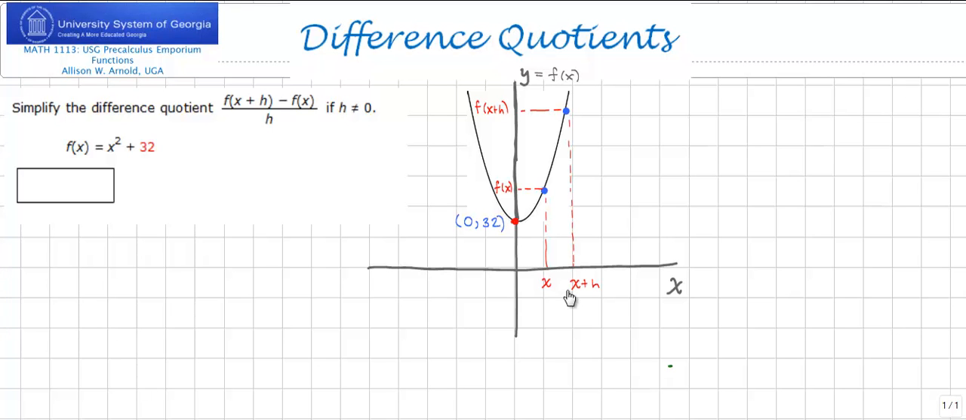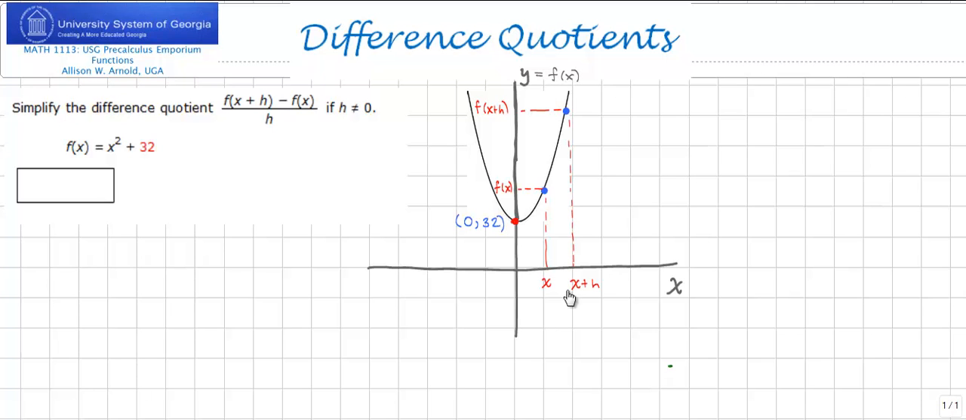Today we'll encounter the topic of difference quotients. And the difference quotient is basically change in y divided by change in x, written in function notation. The difference quotient that you're being asked to find is fashioned in the form f of x plus h minus f of x all divided by h.